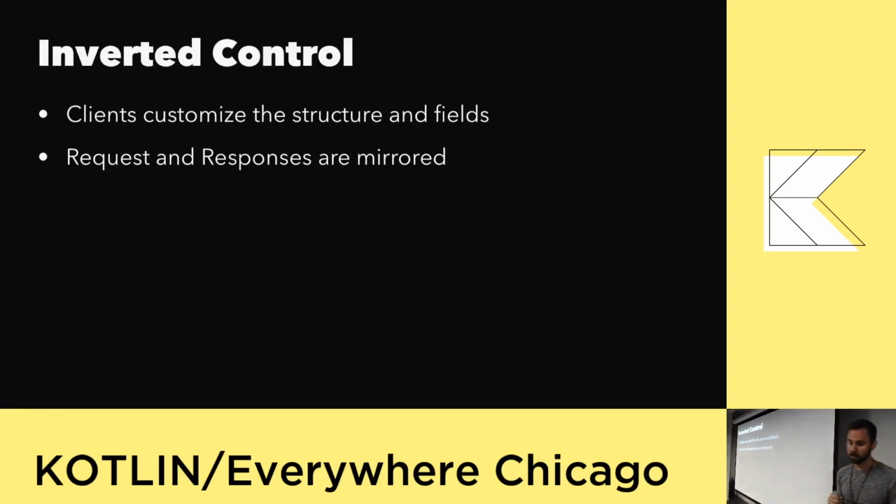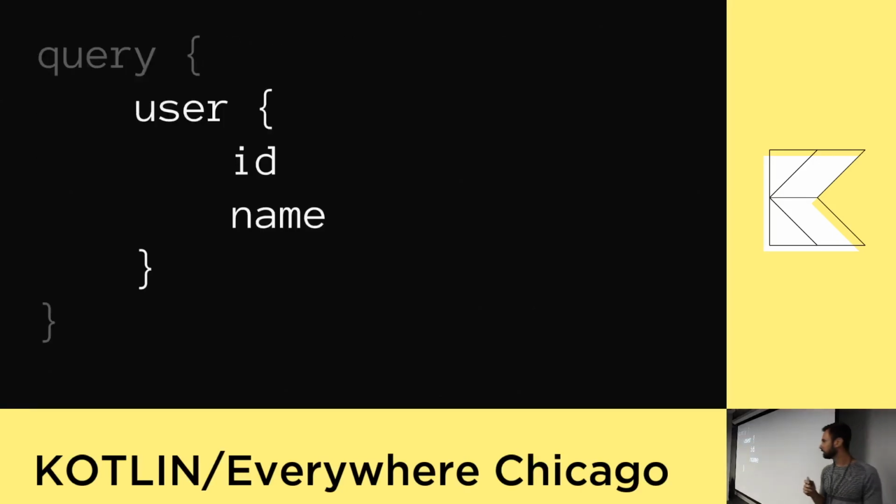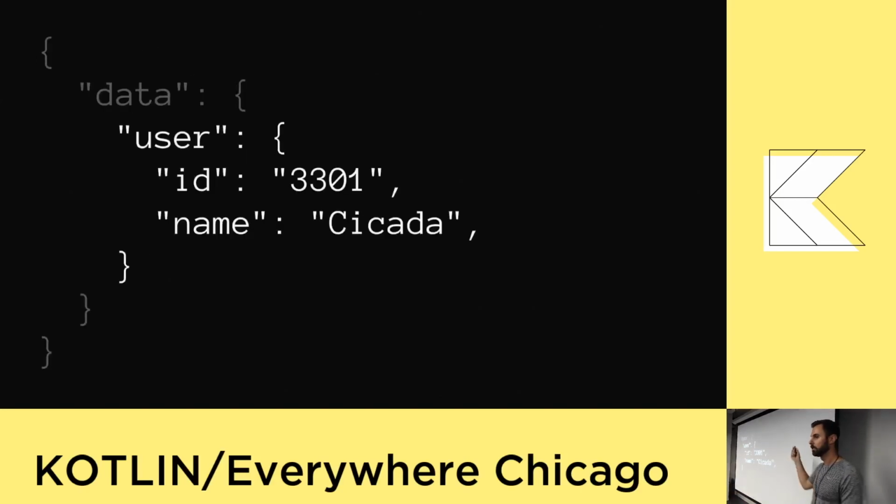So inverted control, and this is a big one. This is one of the areas in which GraphQL really shines. Clients can customize the structure and the fields that it gets back. And requests and responses are mirrored. So let's take a look at what that means. If I send a query to the GraphQL server, and I say, give me the user, give me the ID, and give me the name of that user, the response that I get back mirrors that query. So I know exactly what I'm getting back because I sent it to the server.